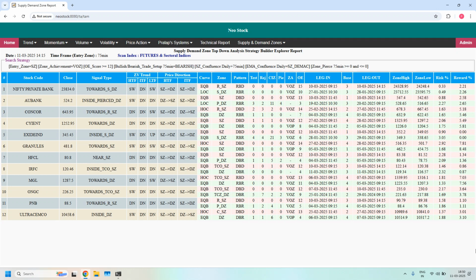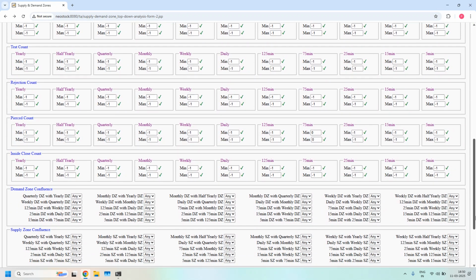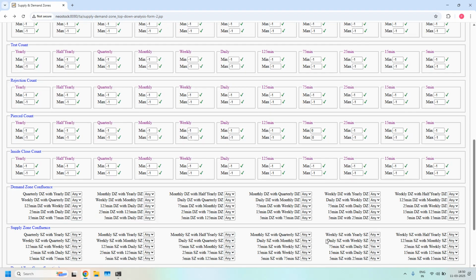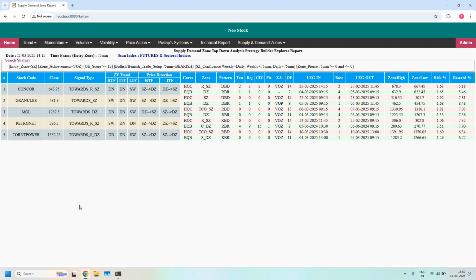Next, we will look into LTF, ITF and HTF supply zone confluence supported stocks. Removing EMA filter. In the supply zone confluence, we should set 3 filters. First filter is already enabled, 75 with daily supply zone confluence. Next, 75-minute supply zone with weekly supply zone confluence. Daily supply zone with weekly supply zone confluence. With all the 3 filters, LTF, ITF, HTF supply zone confluence, we got 5 stocks.